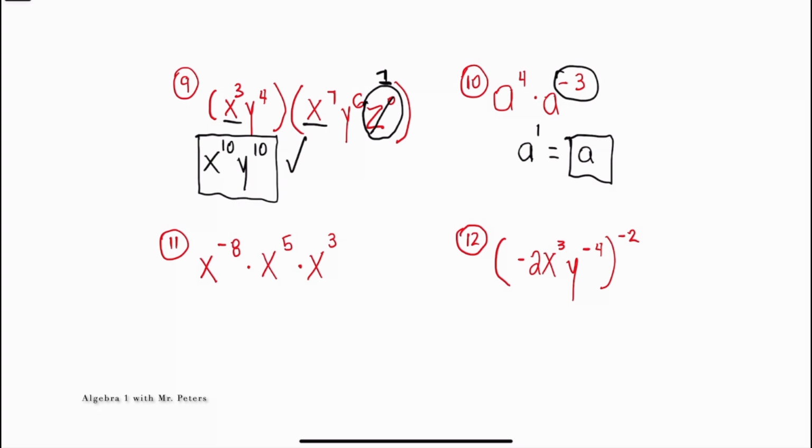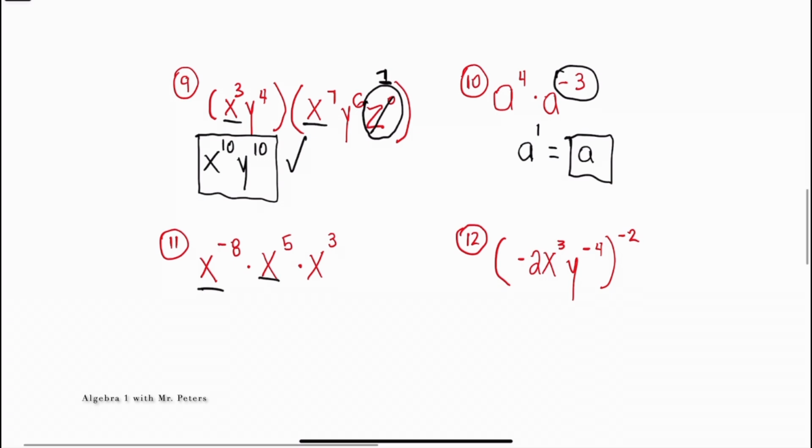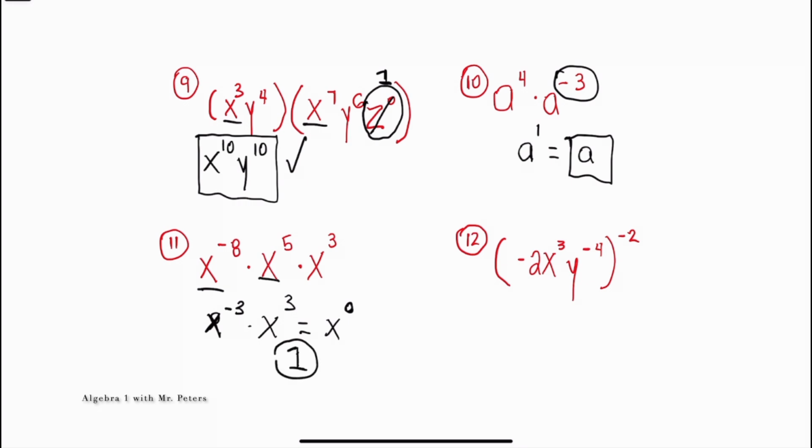Now, question number 11, what they like to do sometimes is to give you more than one expression to combine. So just be mindful that after you combine, there may be an additional step. So once we combine these first two, we're going to get x to the negative third power times x to the third. So when we add these two now, this is going to give us x to the 0 power. So our final answer for question number 11 would just be 1. We know anything to the 0 power is 1. That is the final answer.